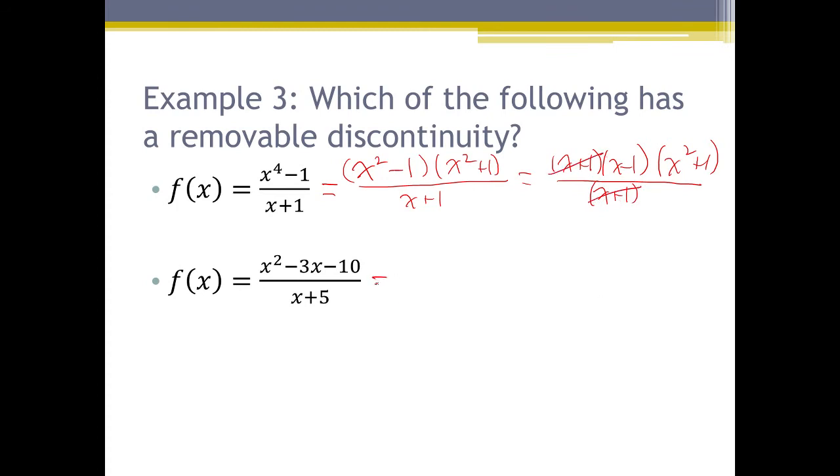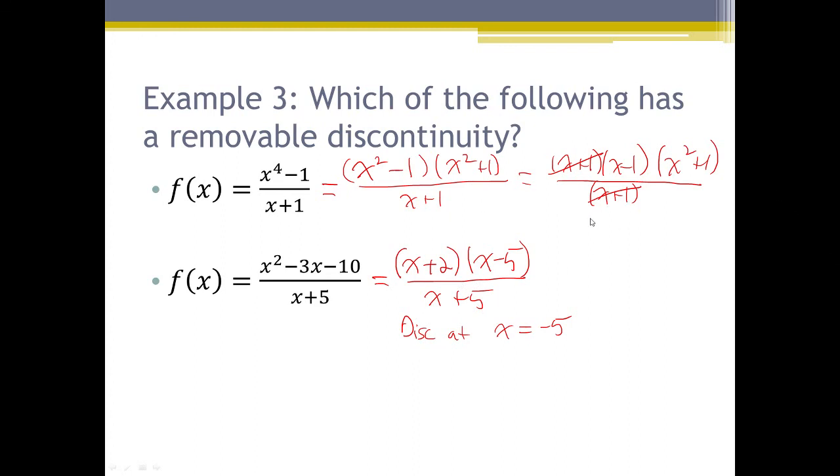The next one here. Can I get rid of my x plus 5? Let's take a look. The top will factor into x plus 2, x minus 5. No, this one does not have a removable discontinuity. The x plus 5 in the denominator is still there, so it has a discontinuity at x equals negative 5, and it's not removable. It'll probably be an infinite or a jump discontinuity, but given it's a rational function, it's most likely an infinite discontinuity.